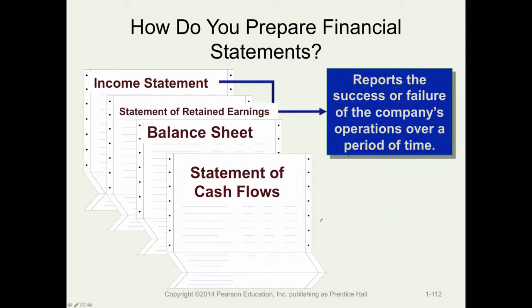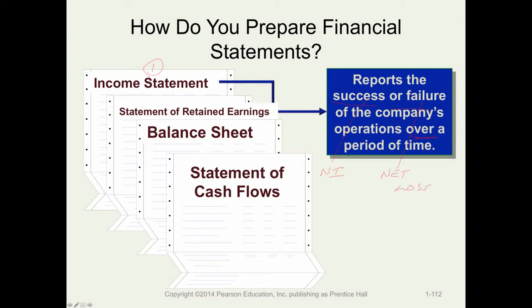The first statement is the income statement. So once again, the order of preparation, let's start with the income statement. The income statement is a flow statement. It reports the changes in owner's wealth over a period of time. The income statement reports profit or loss, success or failure of the company's operations. So that success or failure, of course, will be net income or net loss.